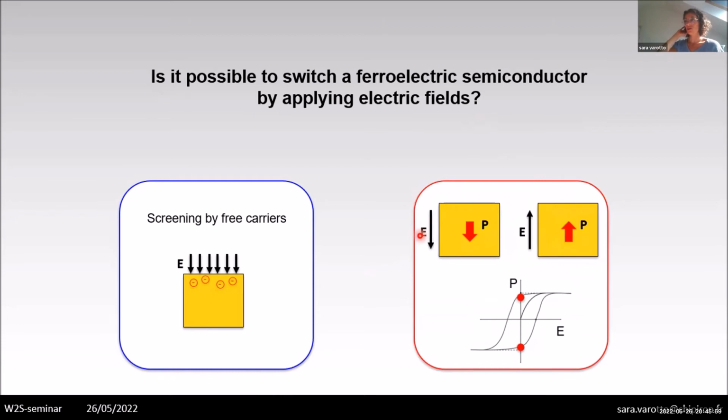This is due to the fact that by switching, it would move polarization charges that will themselves counteract the electric field that is applied. So it can also be a possible mechanism to screen the electric field together with the free carriers, and they both are happening in our system.